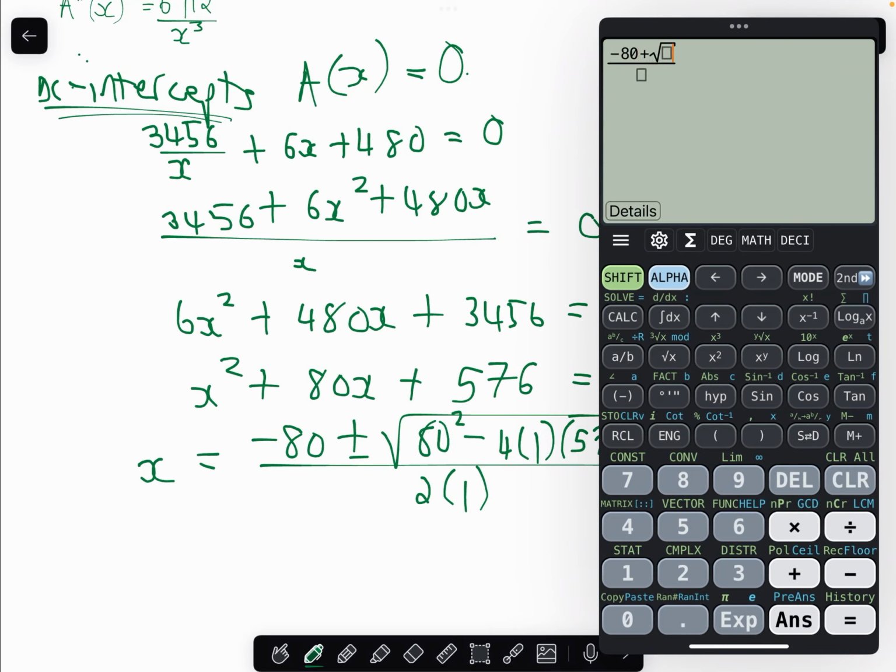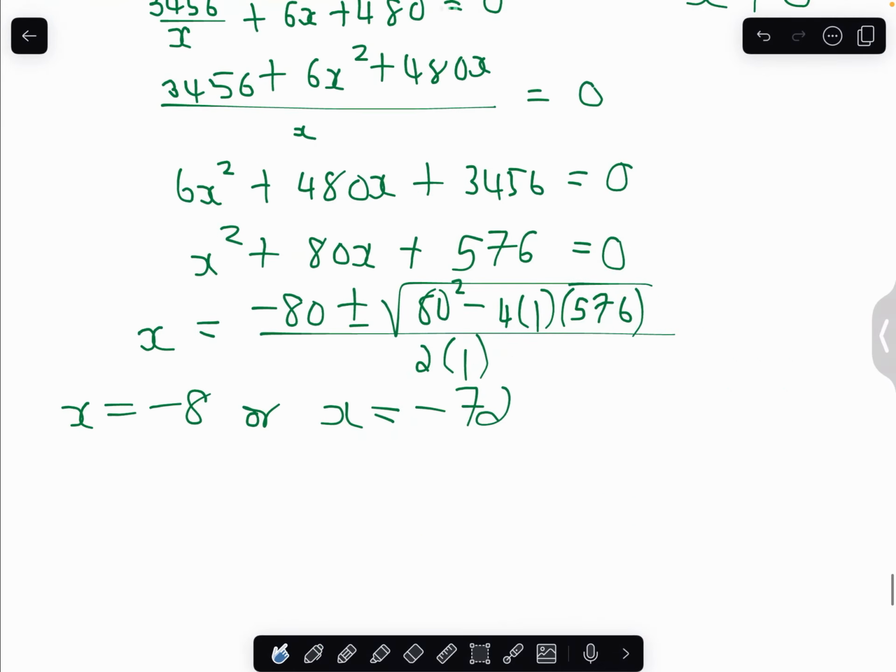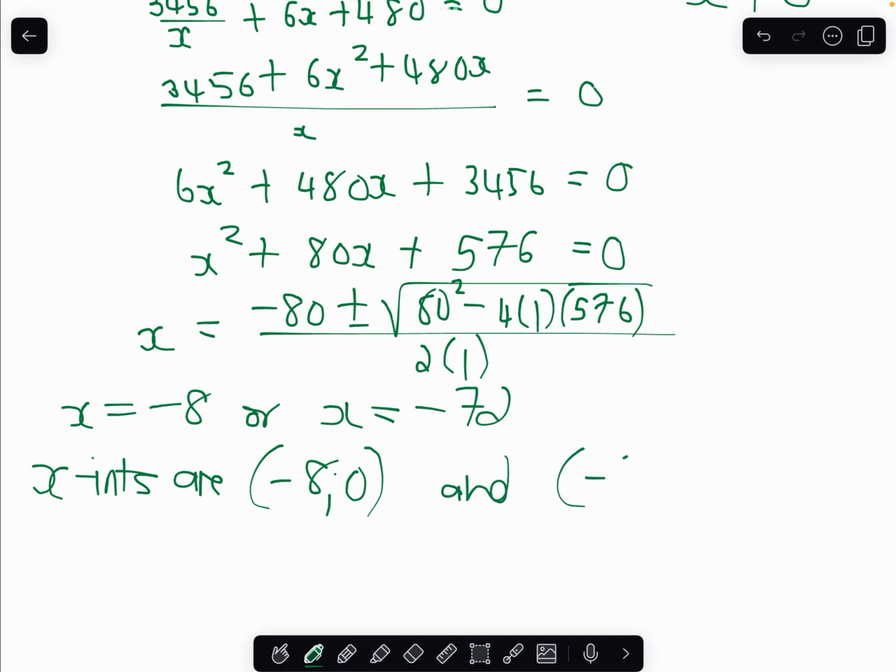So let's start with our plus. We end up with x is equal to negative 8, or let's do our minus, x is equal to negative 72. So those give us our two x-intercepts, right? So our x-intercepts are negative 8 and 0, and negative 72 and 0.